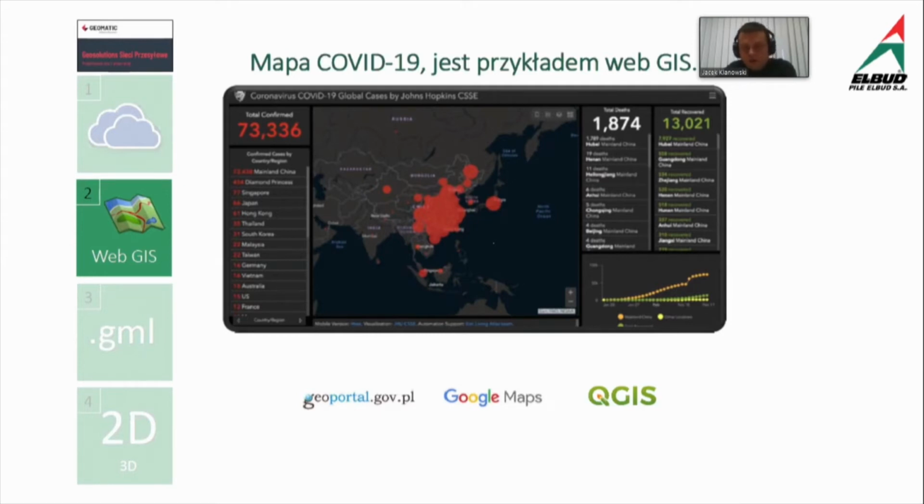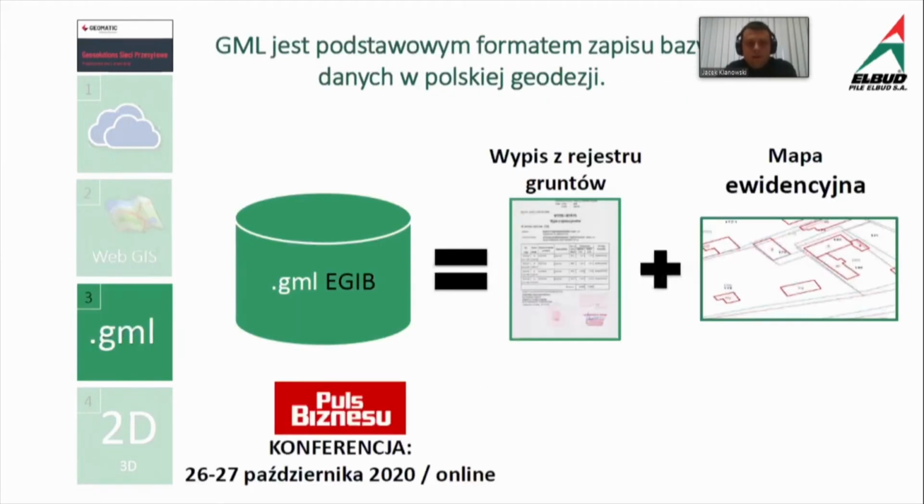I'm presenting what is most popular today. The COVID map is a superb example of WebGIS and utilization of these tools. Everybody knows this map. I think this is the best GIS presentation.